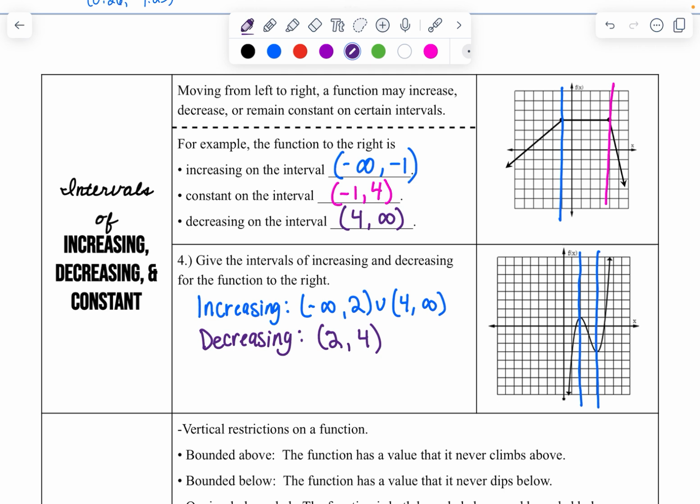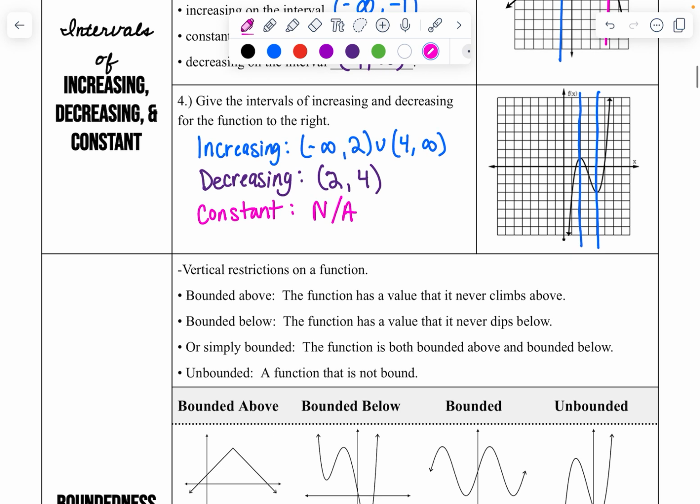That section right in the middle of the graph where we decrease for a little bit and then we return to increasing. So if we were asked about where is it constant, we would just say NA because we don't have any place on this graph where it's flat, so not applicable. Or you could say none.